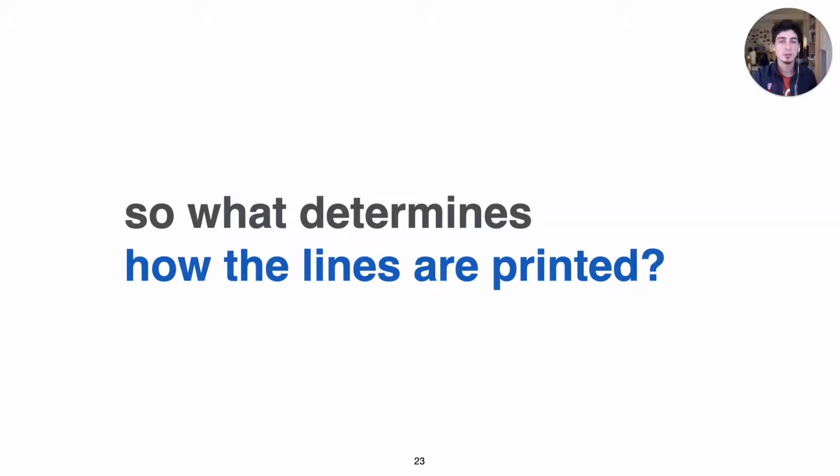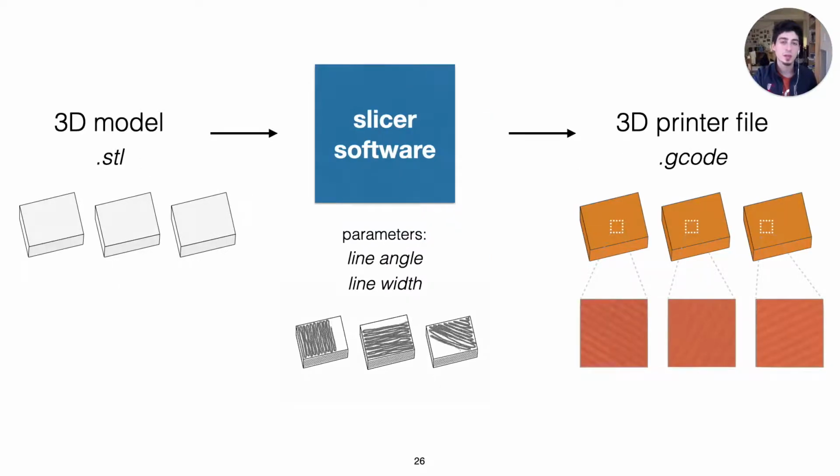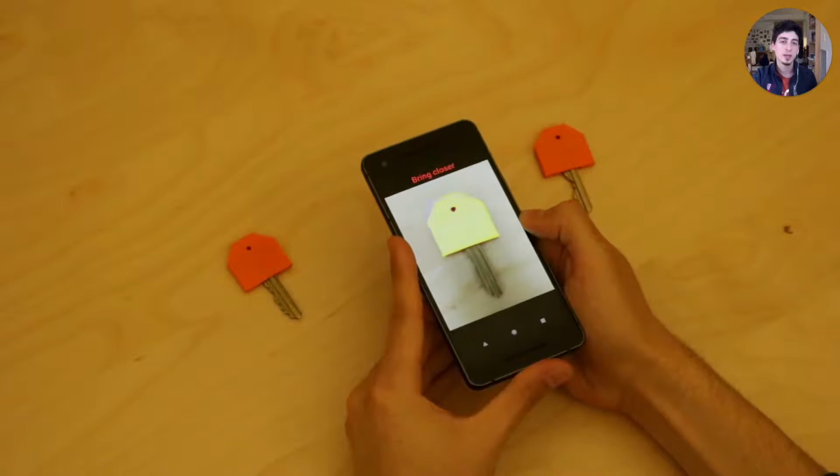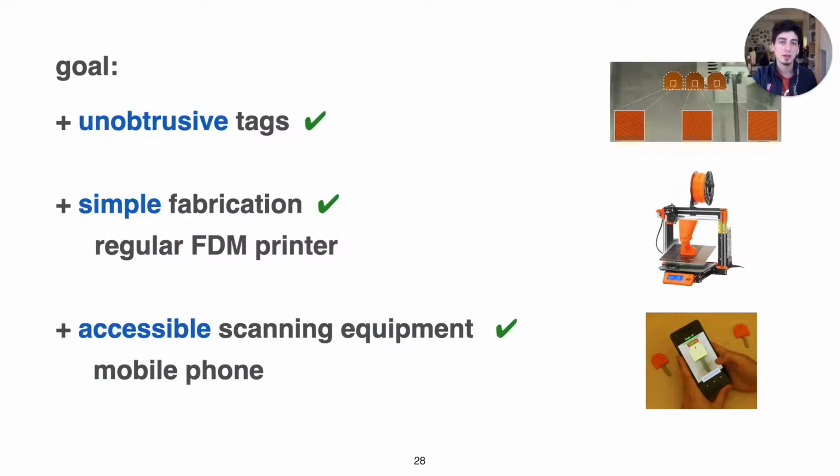Now, let's talk about what determines how these lines are printed. Before a model is sent to a 3D printer, the user has to convert it into machine instructions, which is called a G-code file. This process, called slicing, is done by using a software tool called a slicer. The slicer software takes as input various parameters, such as the line angle and width, and outputs a G-code file for the printer. Now, if we manipulate these parameters for each of these copies we want to have, they will each have a unique surface texture, as you see on the right-hand side. By taking a picture of the final prints and using image processing techniques, we can distinguish them. Thus, we meet our goals, which were to have unobtrusive tags that can be simply fabricated with an off-the-shelf 3D printer and scanned using accessible equipment, such as a mobile phone camera.